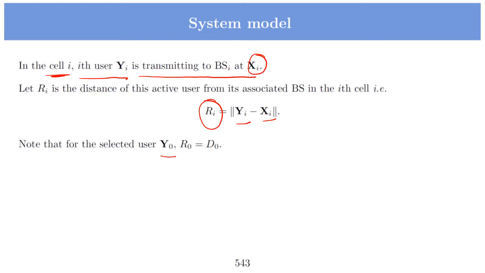Note that for Y0, the R0 is equal to the distance of this user from its base station, which is the origin. So that is again Y0, and that is also equal to D0 because D0 is also Y0. So in other words, the distance of the user from the associated base station for the 0 index is the same as the distance of the user from the origin.